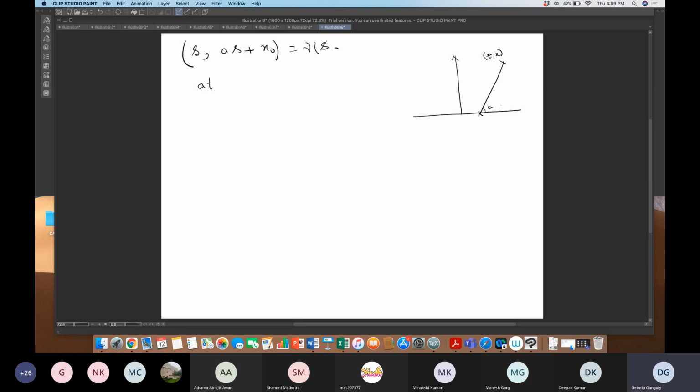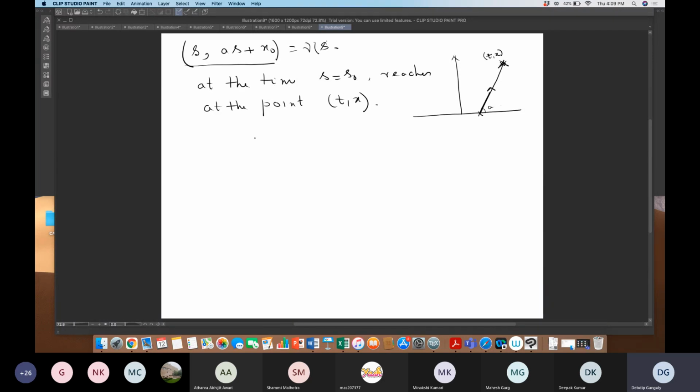Let's say at the time S equal to S naught, this straight line reaches the point (t, x). So this straight line starts from here. When it is started with a slope A, it reaches this point (t, x).